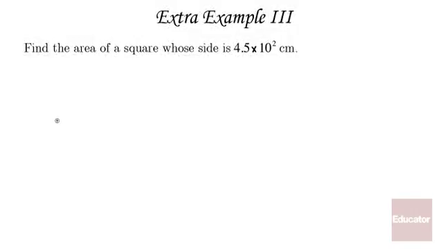Find the area of a square whose side is 4.5 times 10 squared centimeters. Well, we need to remember that the area of a square is side times side, or side squared. So let's take a side, 4.5 times 10 squared, and square it, and that will give us area. So I'm going to do 4.5 squared and 10 to the second squared.